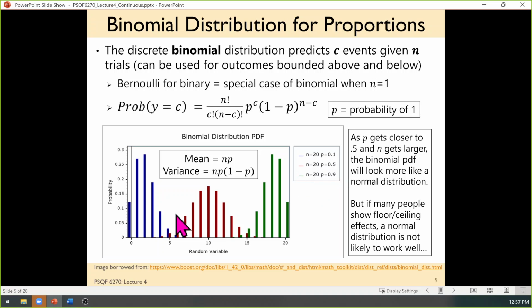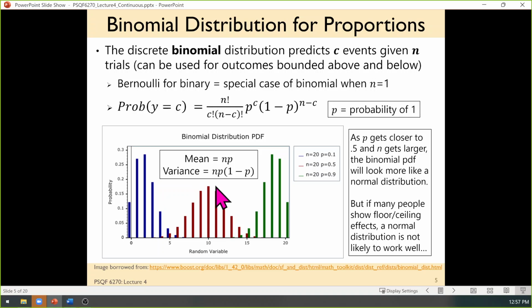If p was 0.1, that would result in a predicted distribution that looks like this. So the blue line's over here. So it would be like a floor effect essentially, because on average people are getting 10% of the answers correct. 50-50 average would be the red lines here, and then a p of 0.9 would be the green lines. So this is a distribution that has the possibility of floor and ceiling effects built into it. It understands, based on the probability of getting any one trial right, how likely it is that you would get all the trials right, or none of the trials right, or something in between.